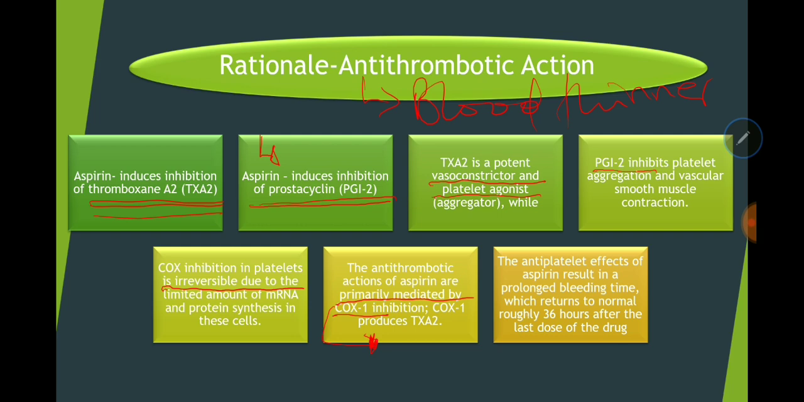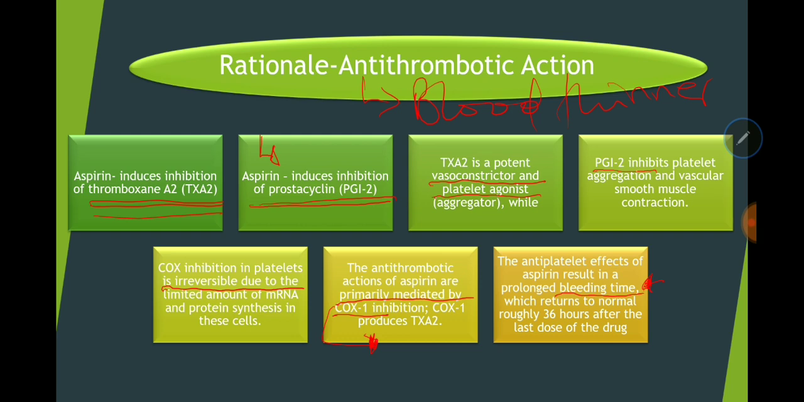So the antiplatelet effect of aspirin usually results in a prolonged bleeding time. So if a patient comes in and says, I'm taking Plavix, which is a blood thinner, I'm taking aspirin, and the question is, if you want to order a blood test to see how these patients' platelets are functioning in terms of bleeding, what kind of blood test would you order? You order a bleeding time on the patient.